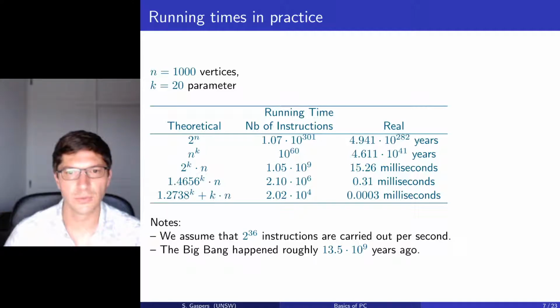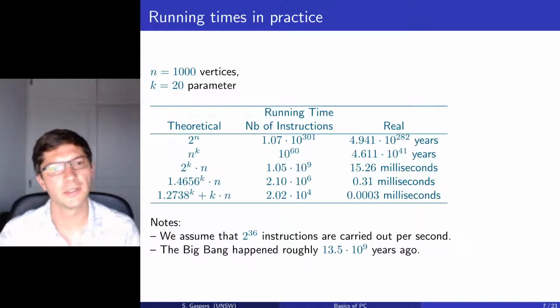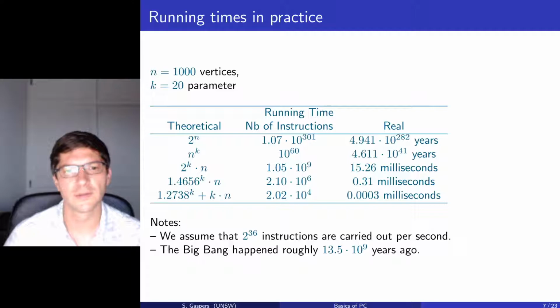And so the real-world running time drops and drops with faster exponential time algorithms, when we get better dependencies on this function of k that determines our running time. Here we assume that 2 to the 36 instructions are carried out per second. And one should notice that the Big Bang happened roughly 13.5 times 10 to the 9 years ago.